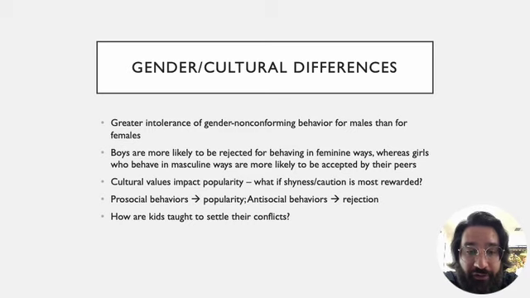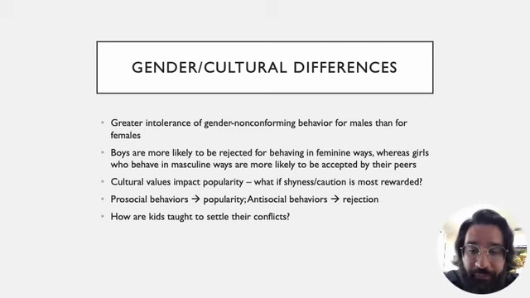We'll talk about gender and cultural differences. Greater intolerance for gender non-conforming behavior for males than for females. In other words, when males do more female-coded behavior, that tends to be more triggering and upsetting than vice versa. Right? When we talk about the stereotypical tomboy girl, a girl who kind of acts boyish, that's usually not as triggering or upsetting to people as boys who tend to exhibit more feminine coded behavior. Boys are more likely to be rejected for behaving in feminine ways, whereas girls who behave in masculine ways are more likely to be accepted by their peers, right? And I'm curious if that kind of resonates with you or how you see that, but that's generally what we observe.